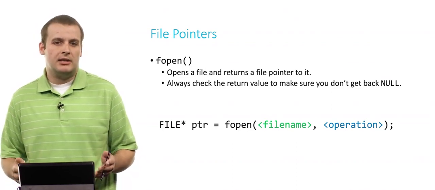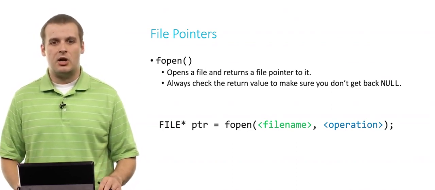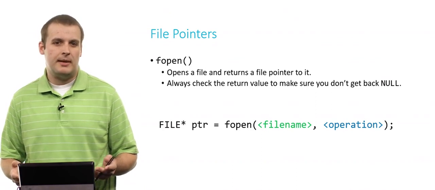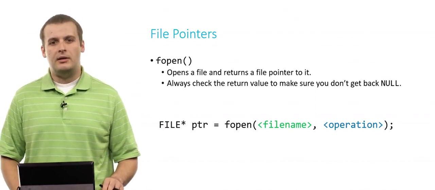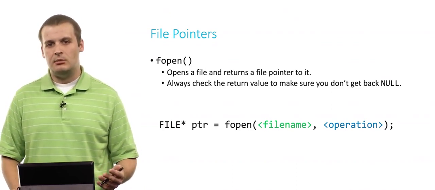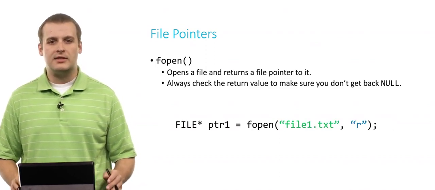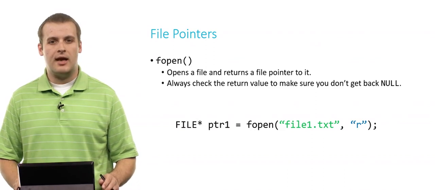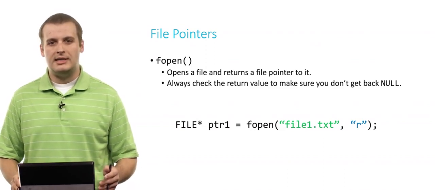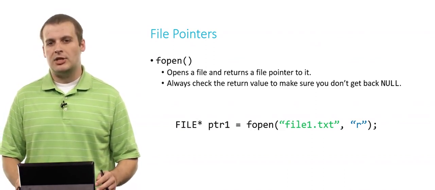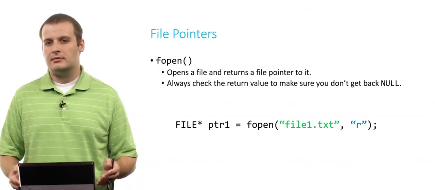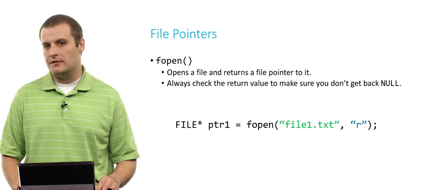So how do we make a call to fopen? It looks pretty much like this. FILE star ptr, ptr being a generic name for a file pointer, equals fopen, and then we pass in 2 things, a file name and an operation we want to undertake. So we might have a call that looks like this. FILE star ptr1 equals fopen file1.txt, and the operation I've chosen is r. So what do you think r is here? What are the kinds of things we might be able to do to files?